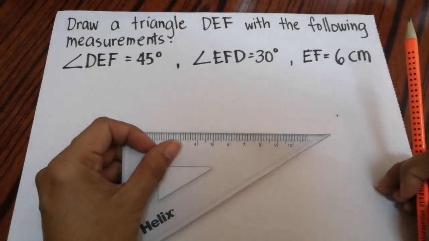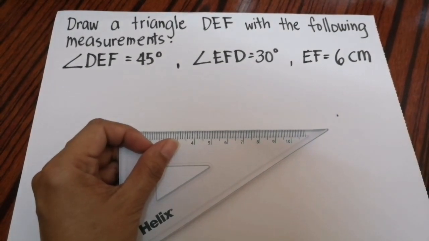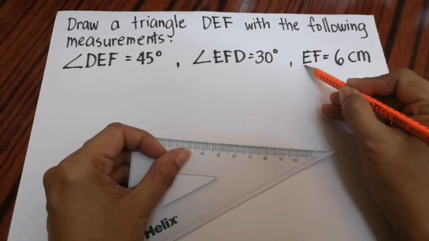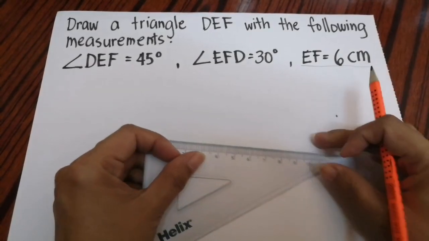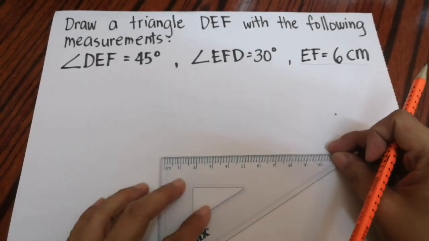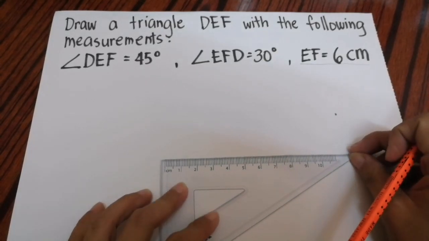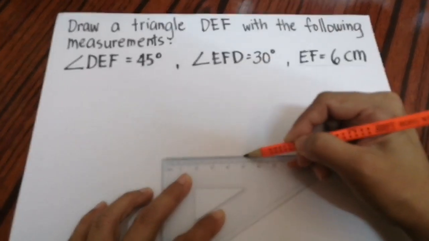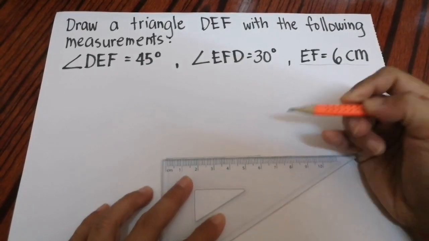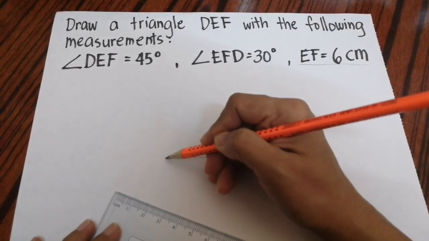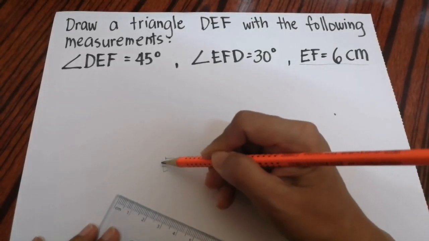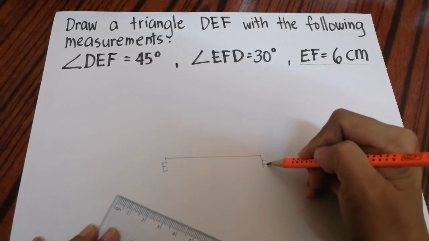Step 1, draw a line of 6 centimeters and name it EF. So we will be starting with this one. Let us draw a horizontal line measuring 6 centimeters. Let's start from here. Draw a line of 6 centimeters. So this is the actual measurement. These points will be named EF.